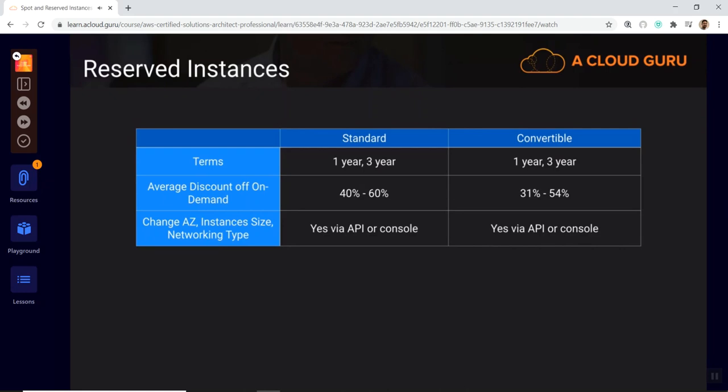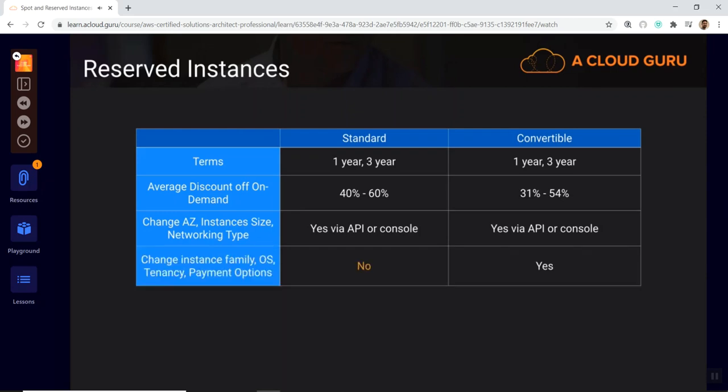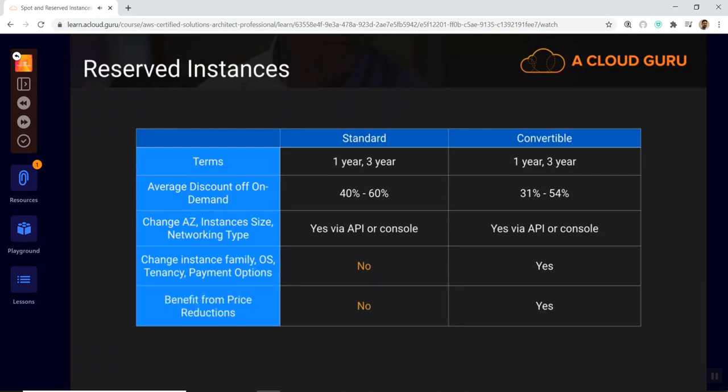So for both reservation types, you can change the AZ, the size, or the networking type via the console or an API call. One of the big differences, though, is that for a standard, you can't change the instance family or the OS or the tenancy. But for a convertible, you can change the instance family. And if over the term of the reservation, prices go down on that particular instance, you can realize that price reduction on a convertible, but not so on a standard.